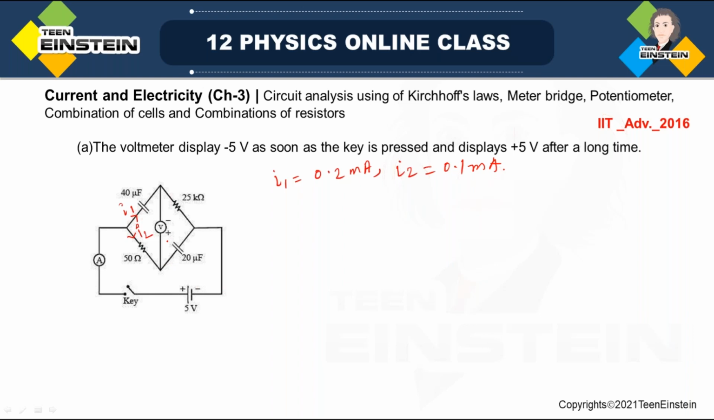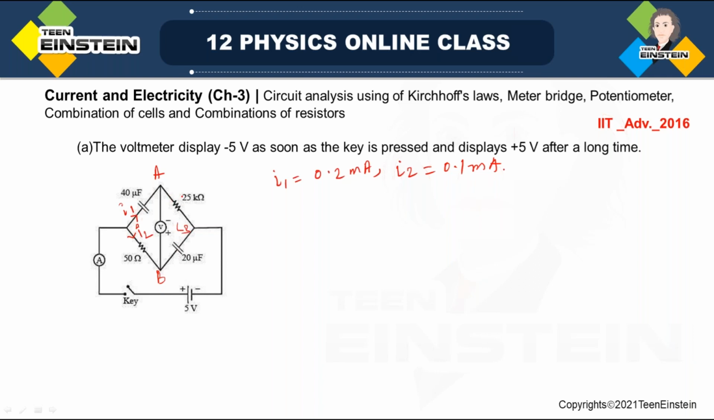I can now do one thing. In this branch, the current is flowing. So now what we can do is, let us say this is B, this is A. I can take another loop L3 here. This is L3 suppose. Now if I write KVL for this L3, what will we get?